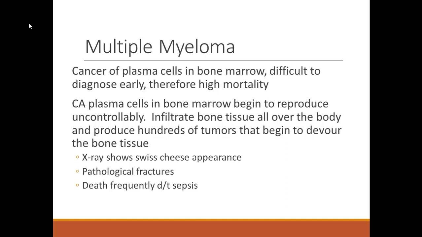We don't want them out doing contact sports if they have multiple myeloma and having a chance of breaking bones, because their bones look like Swiss cheese. This is another disorder like osteoporosis where there are pathological fractures. So they might break a hip and fall rather than fall and break a hip.